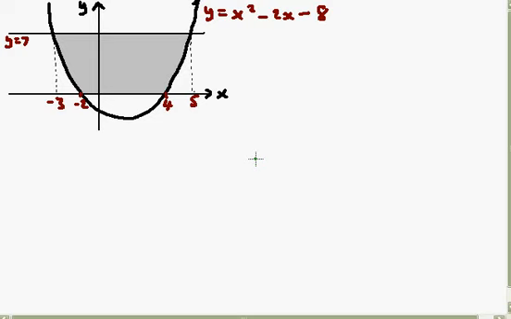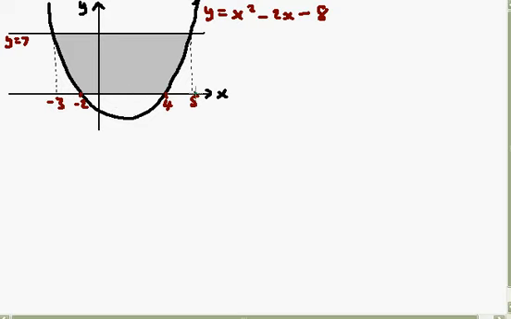Now, firstly, one of the problems is that we won't be able to integrate across from minus 3 all the way to 5, okay? Mainly because that will include this region underneath the x-axis, which we don't want. Okay, so we're going to have to split this region up into several pieces.